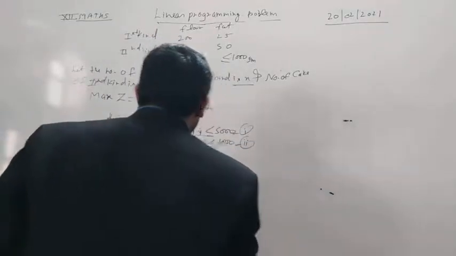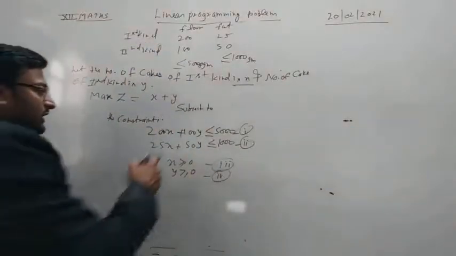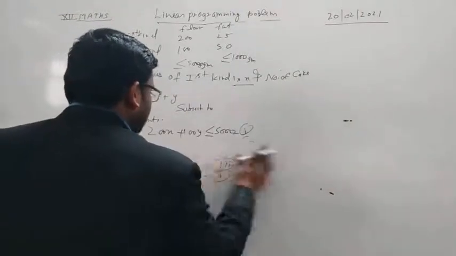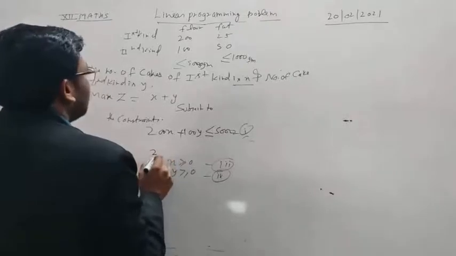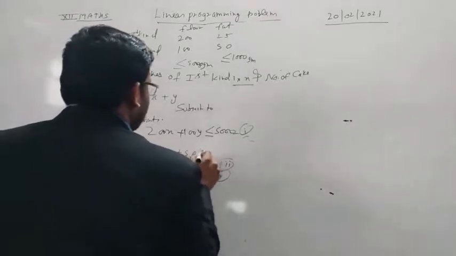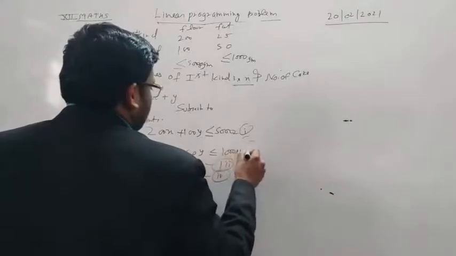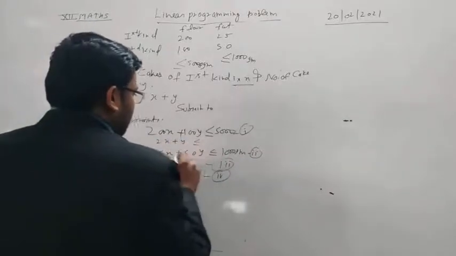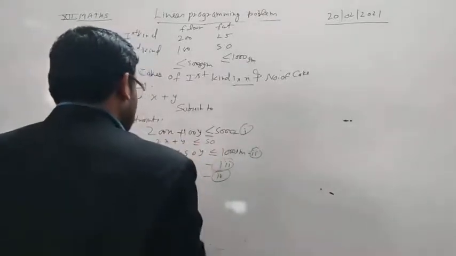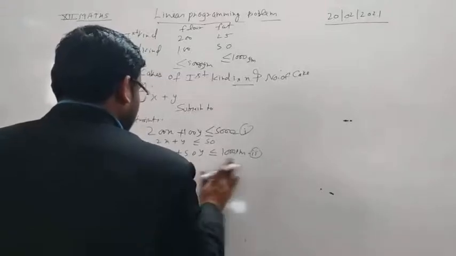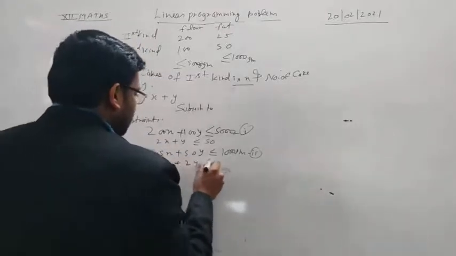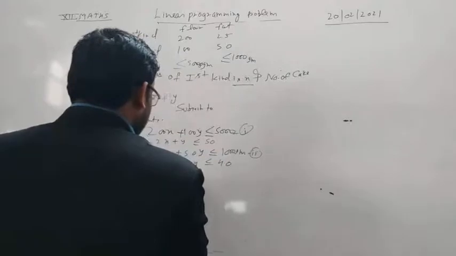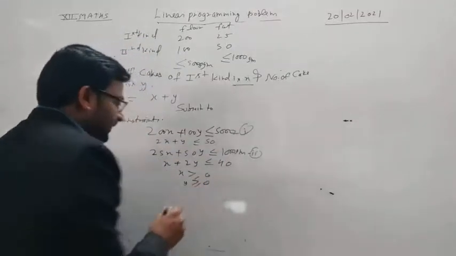This reduces and takes the form: 25x plus 50y is less than or equal to 1000 gram. We can write this as x plus 2y is less than or equal to 40, and the first one as 2x plus y is less than or equal to 50, and x is greater than 0, y is greater than 0.